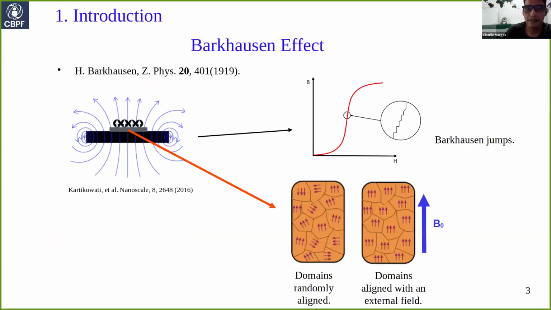Well, the Barkhausen effect was discovered by Henrik Barkhausen in 1999. Essentially, when an increasing magnetic field is applied to a sample with random ferromagnetic domains, the magnetization curve presents a step-like behavior like this one. This behavior is due to the alignment of the ferromagnetic domains. This phenomenon is known as the Barkhausen effect.